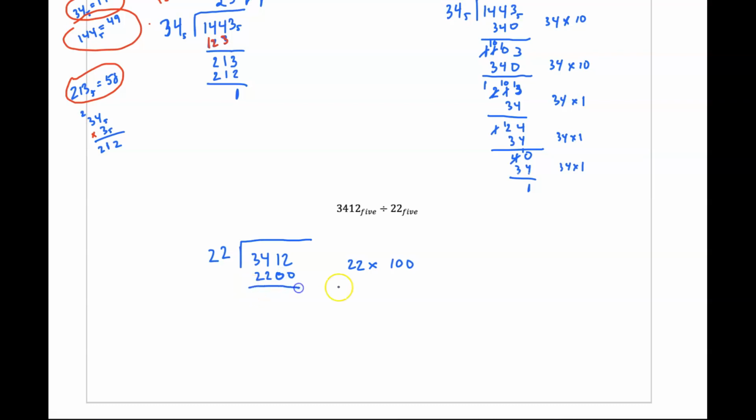I know for sure it goes into that many times. So that's going to be one of the numbers I keep. Subtract now 1, 2, and then this is 1. How many times does 22 go into this? I'm not sure, but let's pick another number. Let's do 5 times here. 22 times 5 here is just going to be half of this.